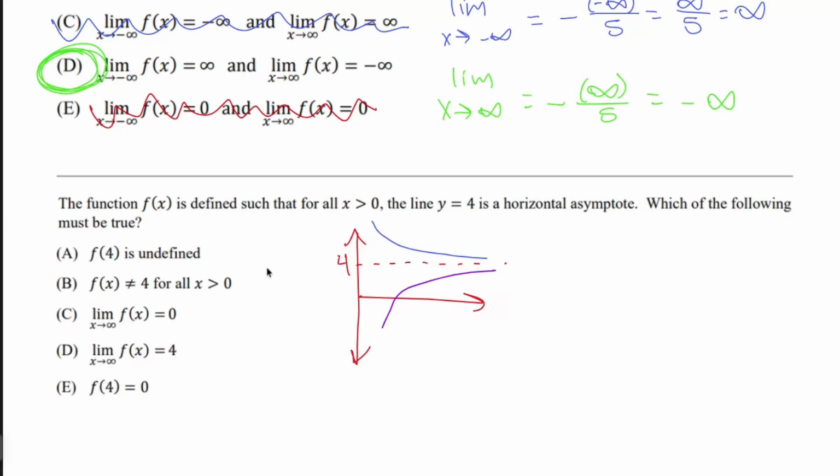F of 4 is undefined. That means you plug in 4 and you get an explosion. No. F of x can't be 4 for all x. No, that has nothing to do with anything. The limit as x approaches infinity is 0. No, the limit as x approaches infinity of f of x is not 0. In fact, the limit as x approaches infinity of f of x is 4. Plug in 4, you get 0? No, come on. I mean, it's possible, but I don't know.